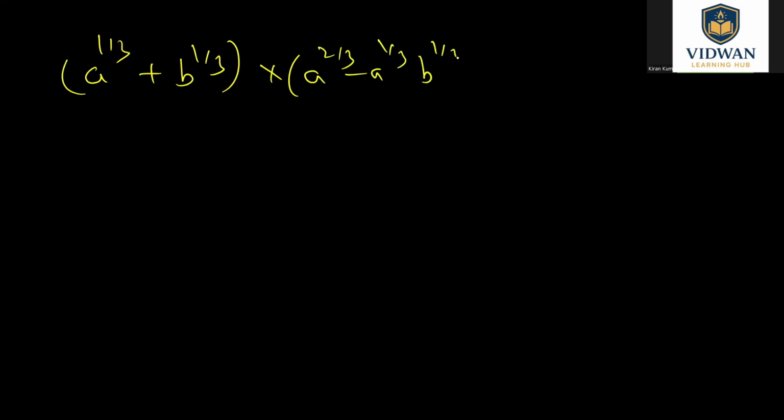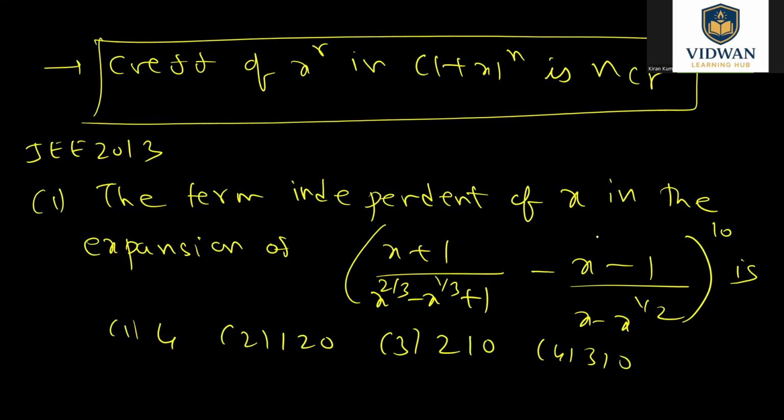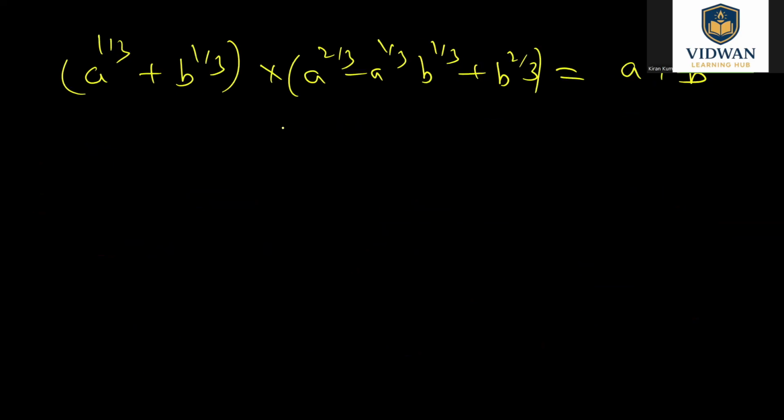That is, whenever you have a power 1 by 3 term plus b power 1 by 3, if you multiply this with a power 2 by 3 minus a power 1 by 3, b power 1 by 3 plus b power 2 by 3, what is this value? A plus b. So you say that for the first one, the second one is the rationalizing factor. They said term independent of x means the value of the term. They're not asking which term is independent. 210 is correct. So the rationalizing factor of the first one is the second one, and for the second one it is the first one. So we can use this concept.